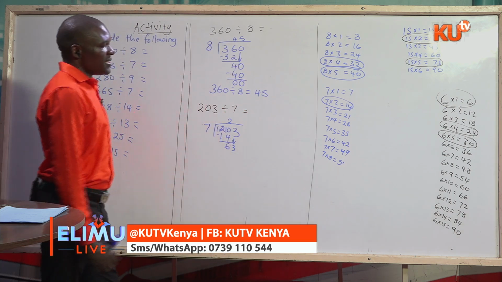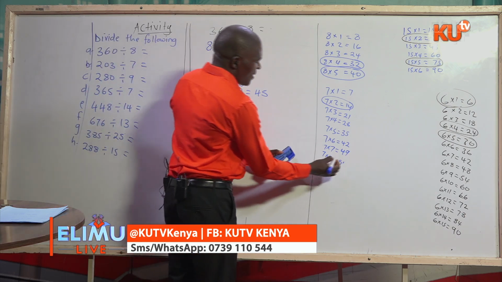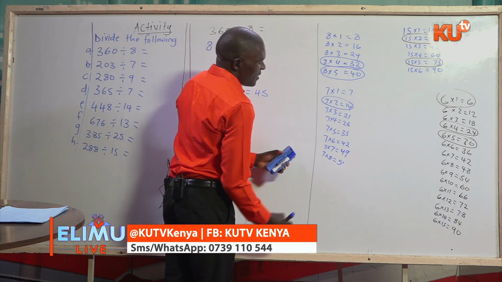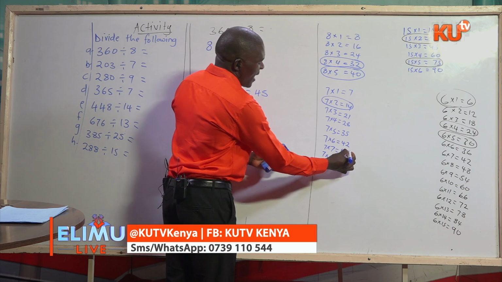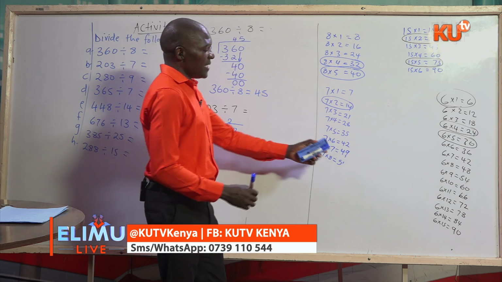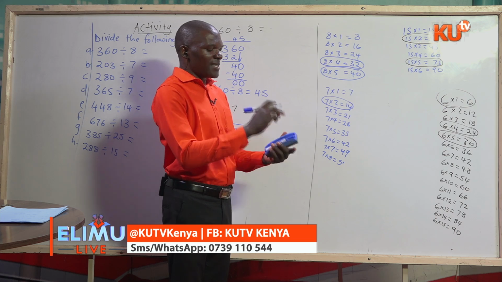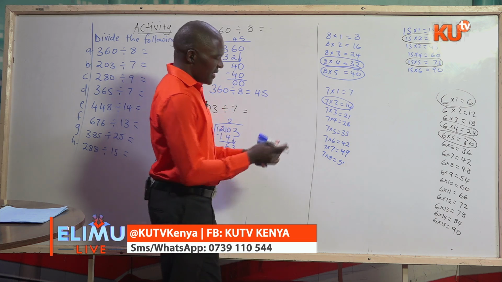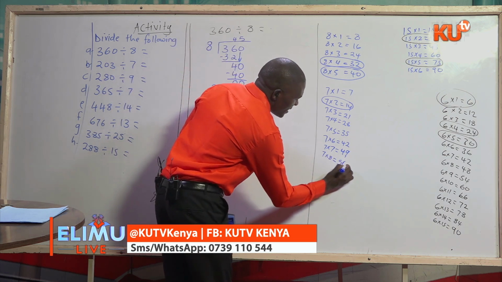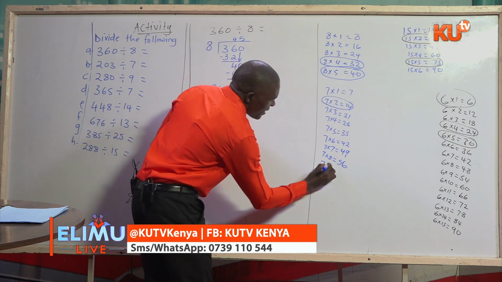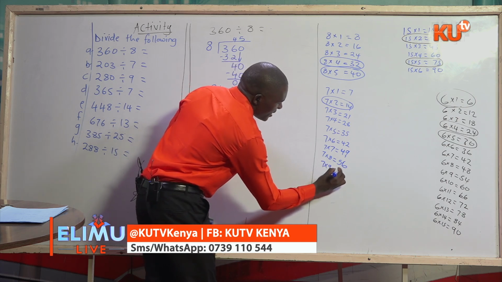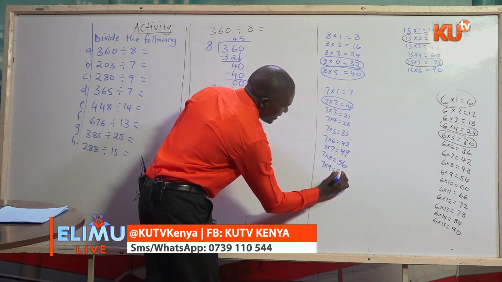7 times 8, you just take 7 and add to 49. As you add 9, you put your 9 in your head: 9, 10, 11, 12, 13, 14, 15, 16. So you'll realize that it is 56. Then 7 times 9 will give you 63.